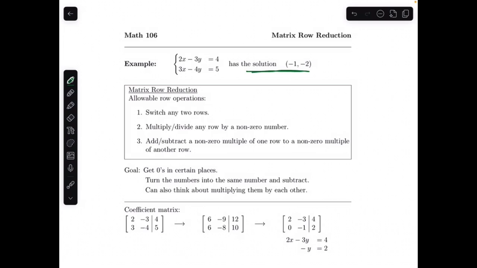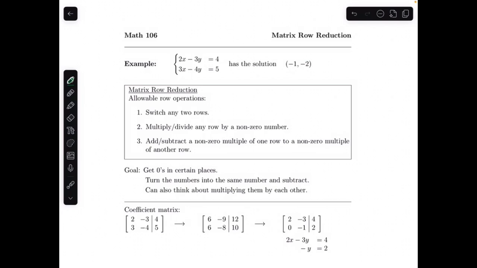And again, we can verify that that's the solution if we take this x value and plug it into both of the equations in place of x and take this y value and plug it in for y. We should get true statements. So we should get 4 in the first equation and 5 in the second equation. So again, that's what it means to be a solution. We can solve that with substitution like we did before, and now we're going to look at a different method that's going to be more helpful when we have more equations with more variables.